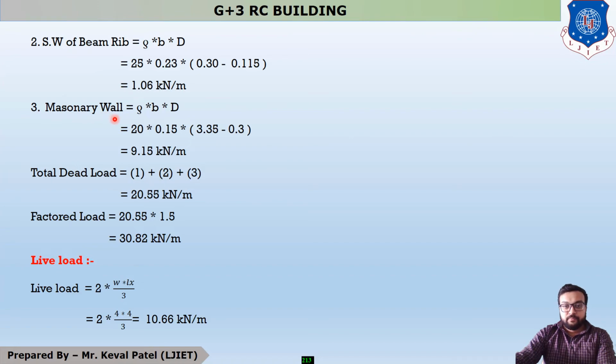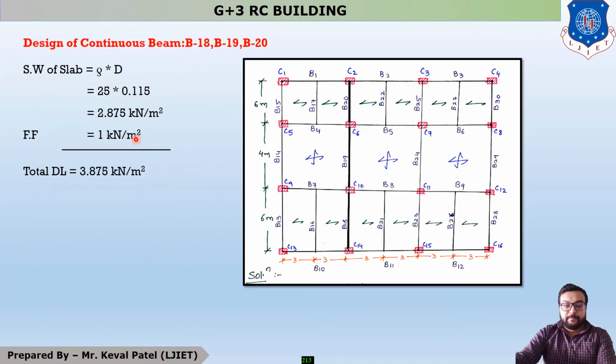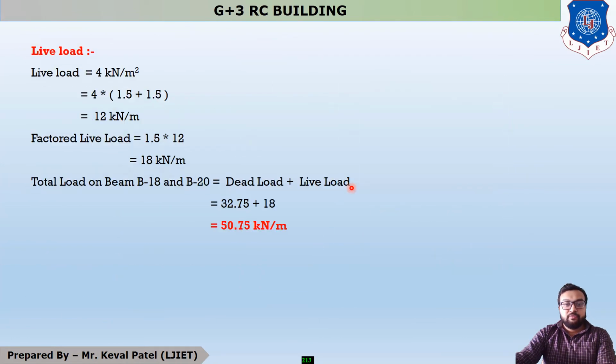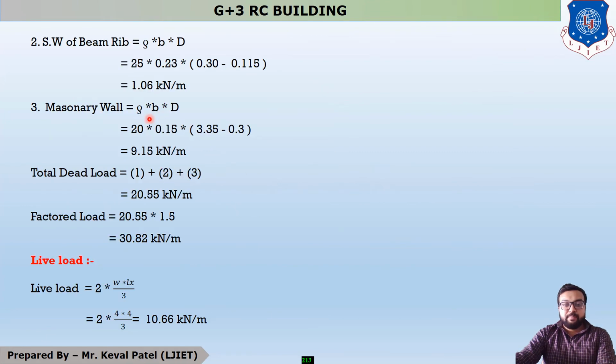Now, rho is the density of brickwork, which is 20, and you can see that your beam B19 also carries the internal wall loads. So B is equal to 150 mm thick wall load, and D means the height of brickwork, which is the floor height minus the depth of the beam, which is 300 mm. So your masonry wall load is 9.15 kilonewton per meter.